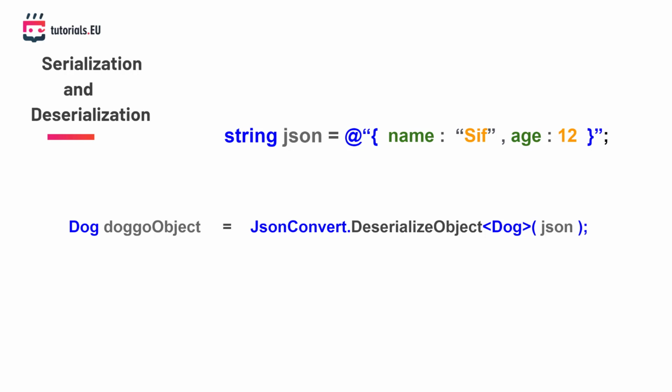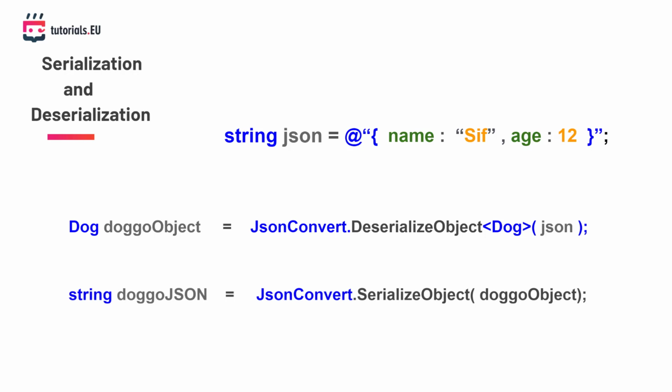The opposite of deserialization is serialization, in which C# class objects are written or serialized to text or strings, and we can use it like this. So we pass the dog object into a static method of the JsonConvert class called SerializeObject, and it will return the object in JSON format as a string. So we can then send the string to a server or store it in a file to load it later.